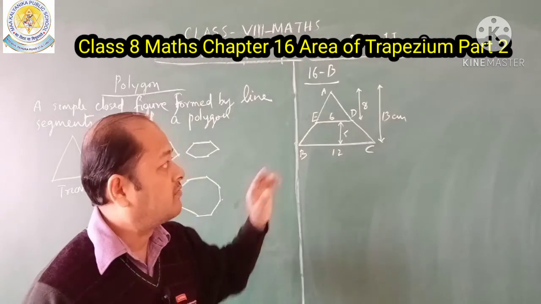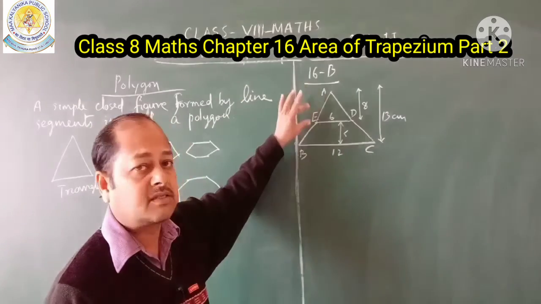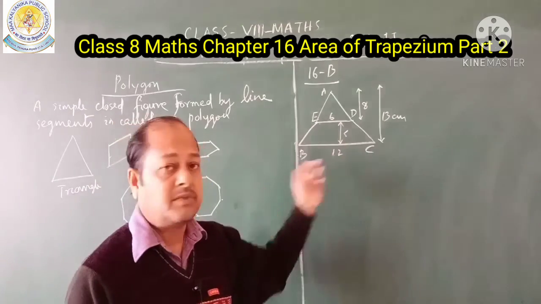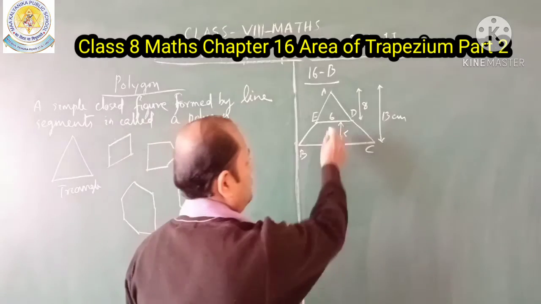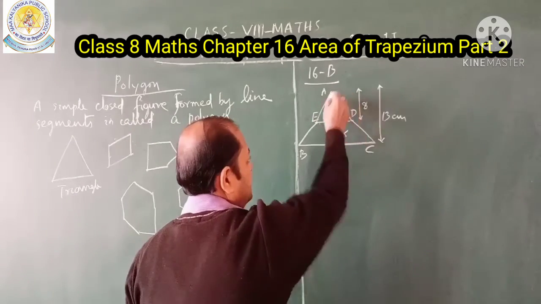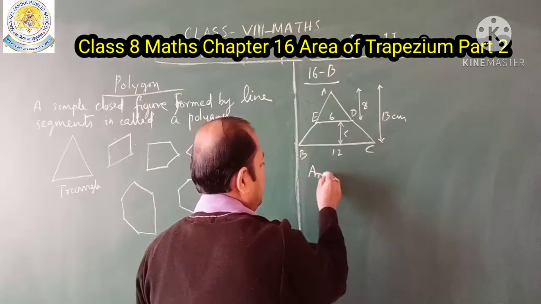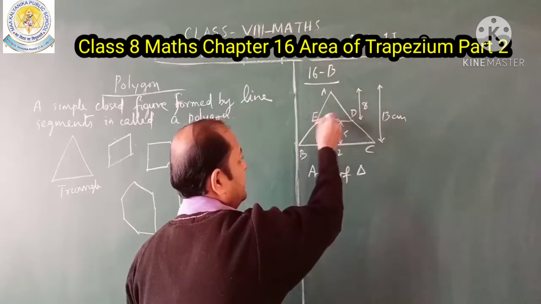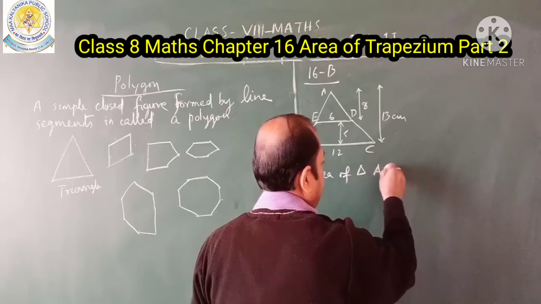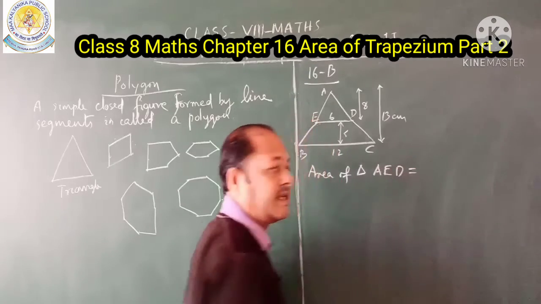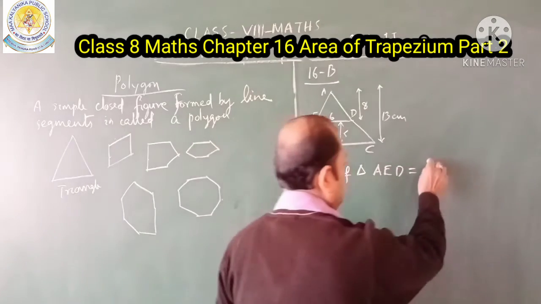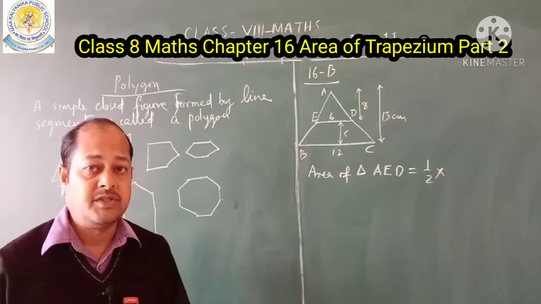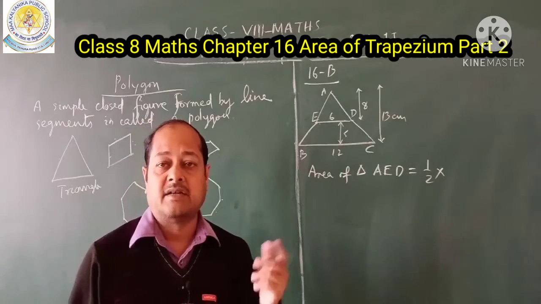So we have to find the area of this triangle plus the area of this trapezium, then we can find the area of this polygon. Okay, let's see. First of all, you have to find the area of the triangle. What is the name of the triangle? That is AED. What is the formula to find the area of the triangle? That is half into base into height or altitude.